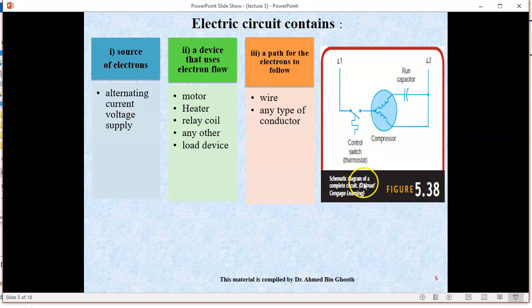So this is an example schematic diagram of a complete circuit. We have here line 1 and line 2, and then we have a control switch, which is a thermostat, and this one is the load, the compressor. Thermostat means it uses temperature, so when the temperature is high, then this line will be connected to this pole and make a complete flow, and this compressor will be running.